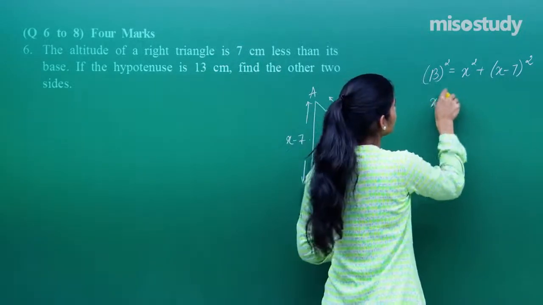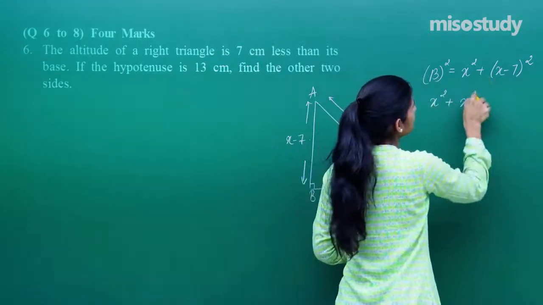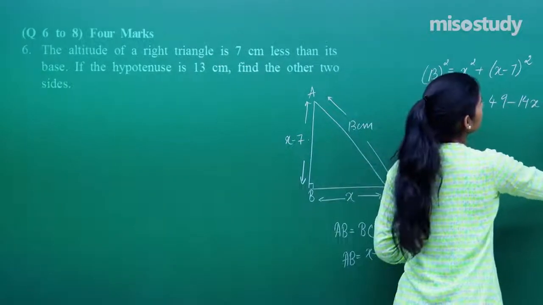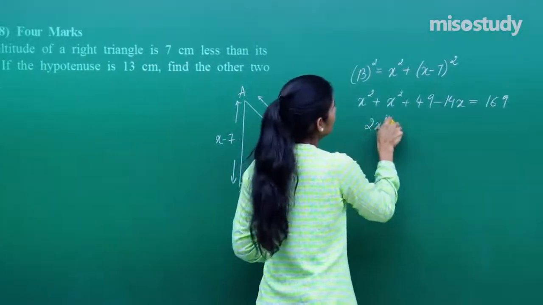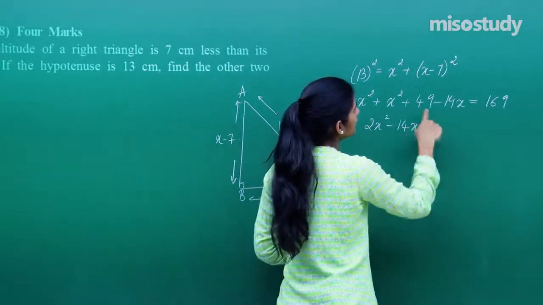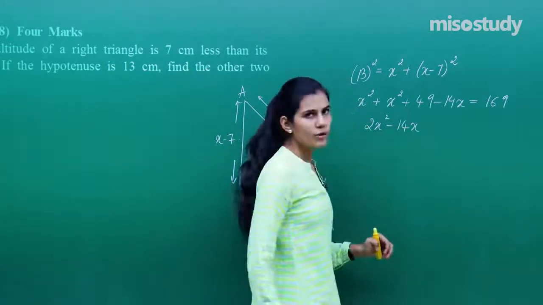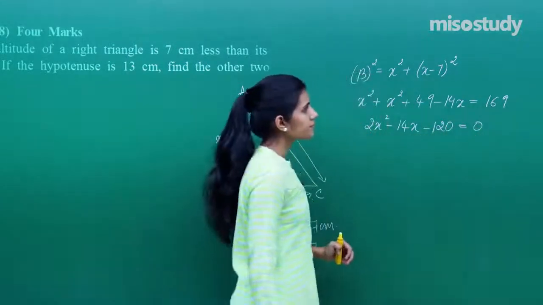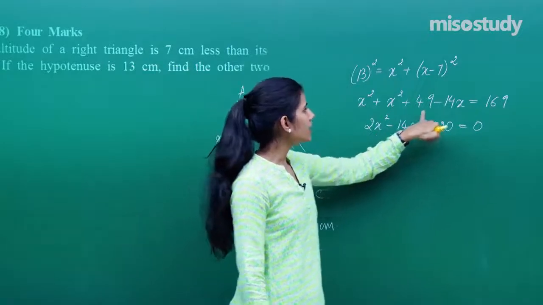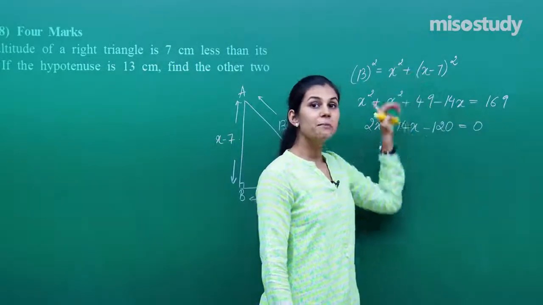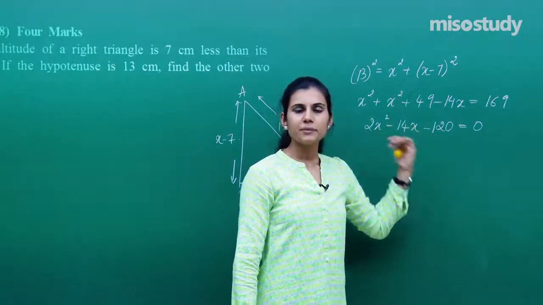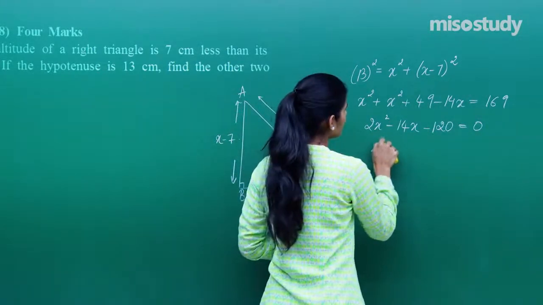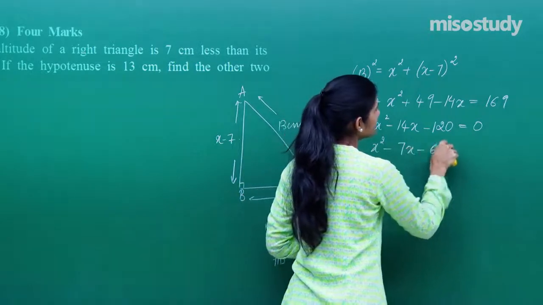Resolve it. You get x square plus 49 minus 14x equals 169. 2x square minus 14x, this is 49 minus 169 is minus 120. Isn't it? x square plus x square, 2x square minus 14x plus 49 minus 169. 169 minus 49 is 120 with a minus sign. This gives you x square minus 7x minus 60 is 0.